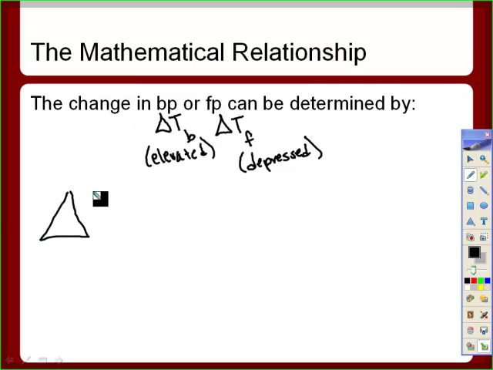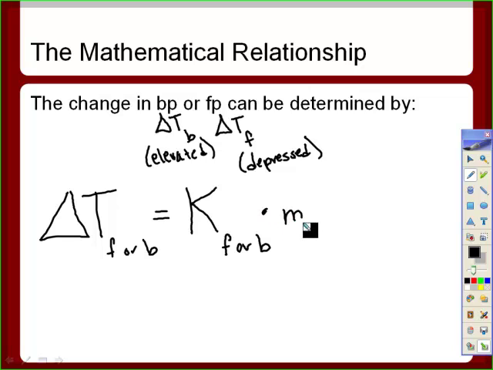Delta T of either F or B is equal to a K value. And we're going to come across K values quite a bit. This K is a constant, and it's going to be K sub F or K sub B. We'll talk about that more in a second. Times the concentration of the solute times the Van't Hoff factor that we were discussing yesterday. So we know what delta T sub F or B is. Let's talk a little bit more about these.